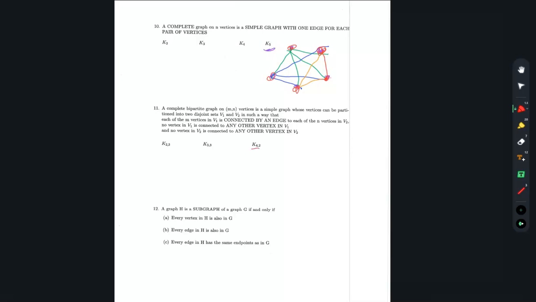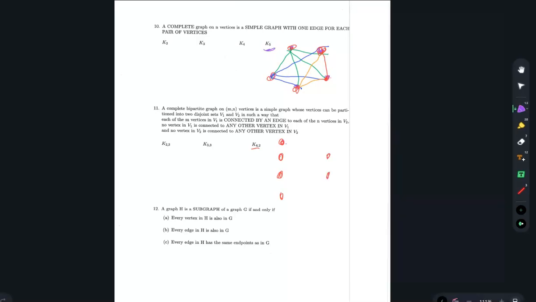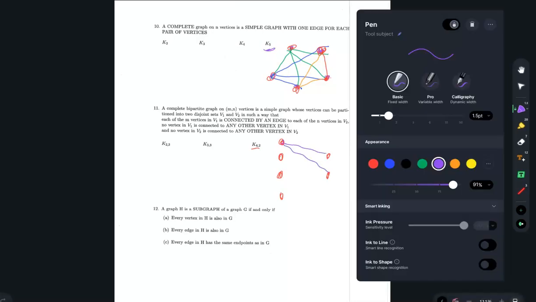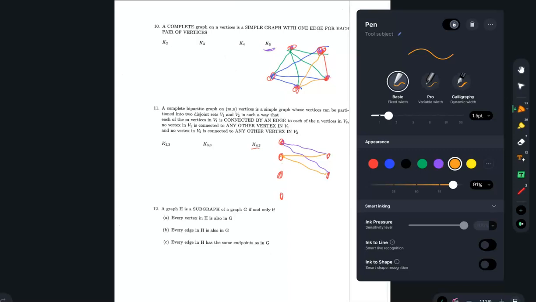This here, K4,2, it's a bipartite graph, so you're going to have 4 vertices here and 2 here. Again, I'll just use different colors. So this vertex here has an edge going to both of those vertices. And then this vertex here is going to have edges going to those 2 vertices and continues on, right?